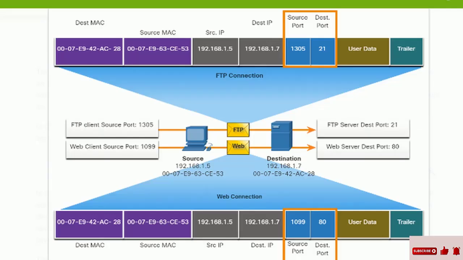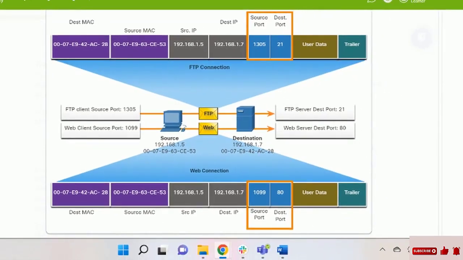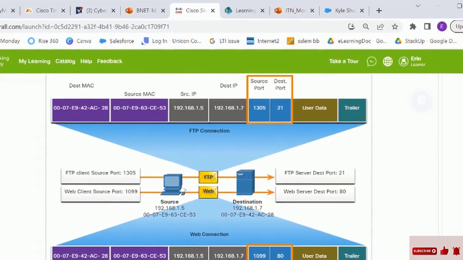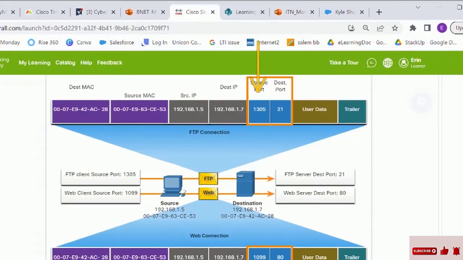This architecture diagram maps a client PC at 192.168.1.5 executing simultaneous web and FTP requests to a remote server at 192.168.1.7. Look at the bottom web connection path. The client dynamically generates private source port 1099, targeting the server's well-known HTTP port 80, logging the outgoing socket pair. Simultaneously, on the upper FTP connection path, the client generates source port 1305, targeting the server's FTP port 21, establishing a completely unique socket pair.